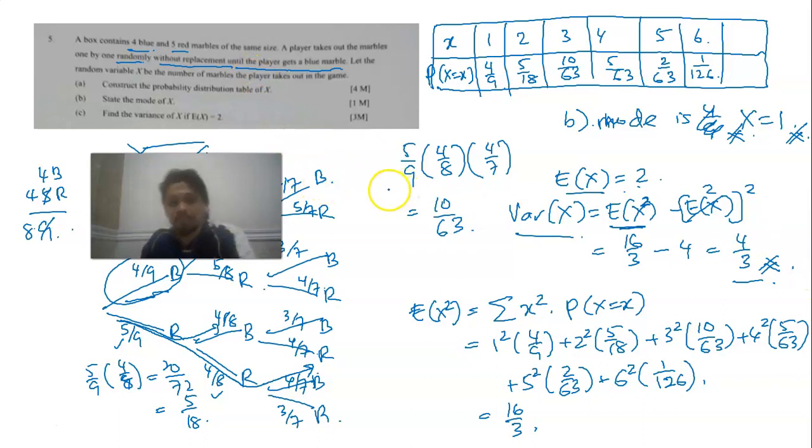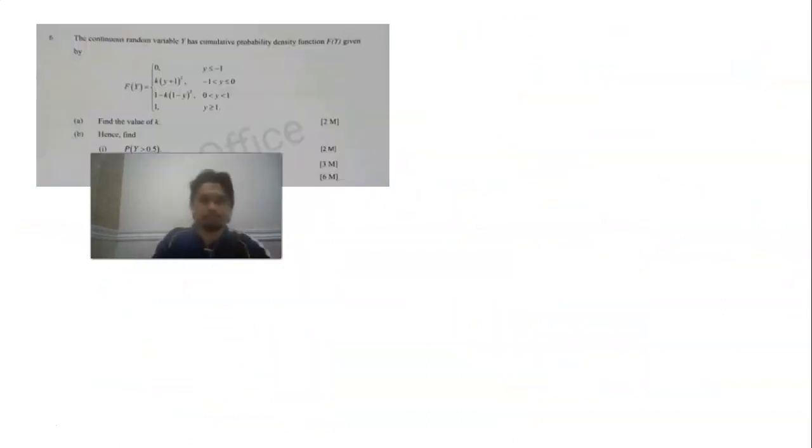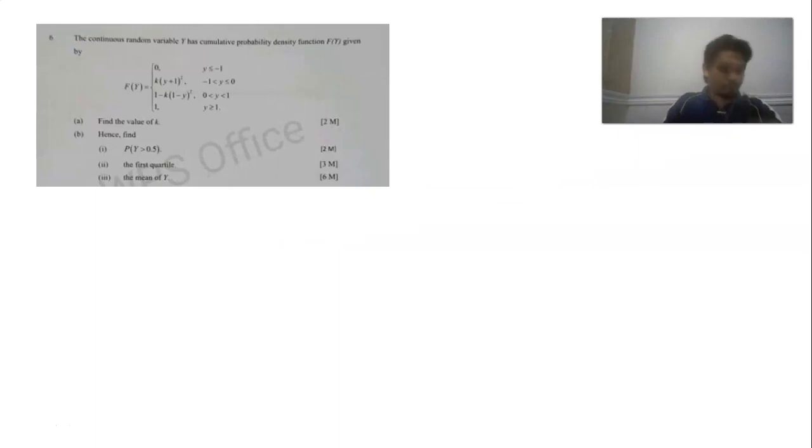Okay, question 6. The continuous random variable Y has a cumulative probability function F(y) given by this one here. Find the value of k.